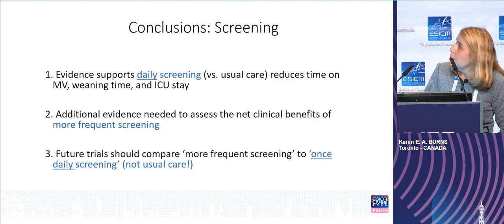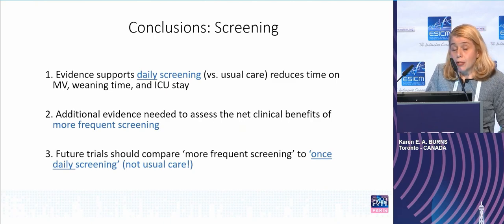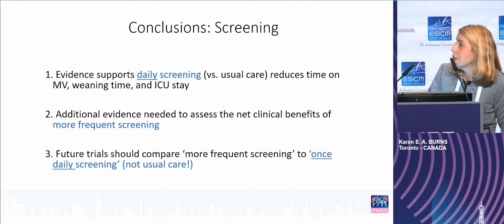So what can we conclude about screening to identify SBT candidates? Well, the evidence definitely supports daily screening as opposed to usual care. We need additional evidence to understand the net clinical benefits that are associated with a strategy of more frequent screening in our ICU. Should we do it twice a day, once in the morning and once in the afternoon, or multiple times per day in the ICU? We don't know the answer to that.